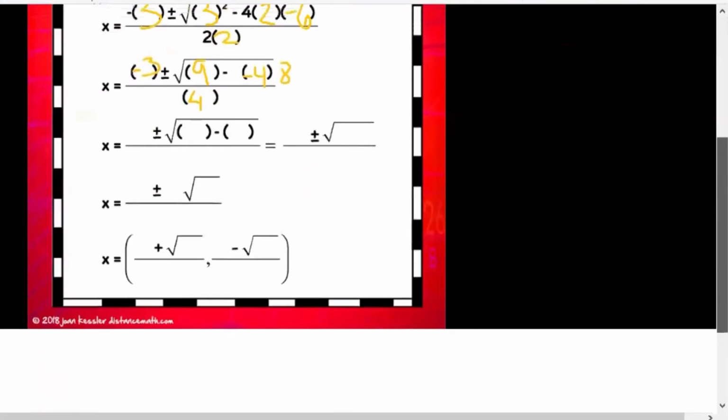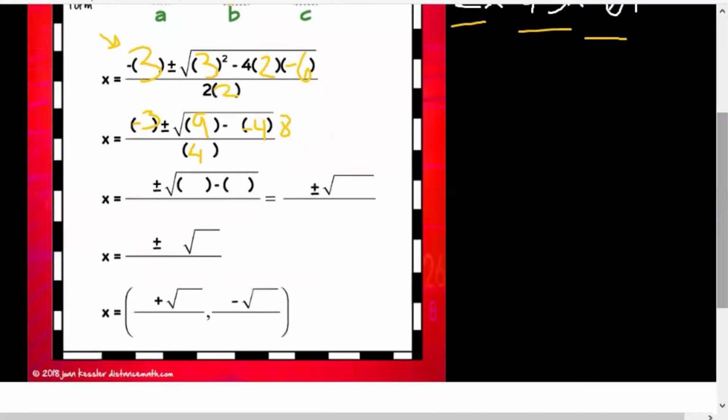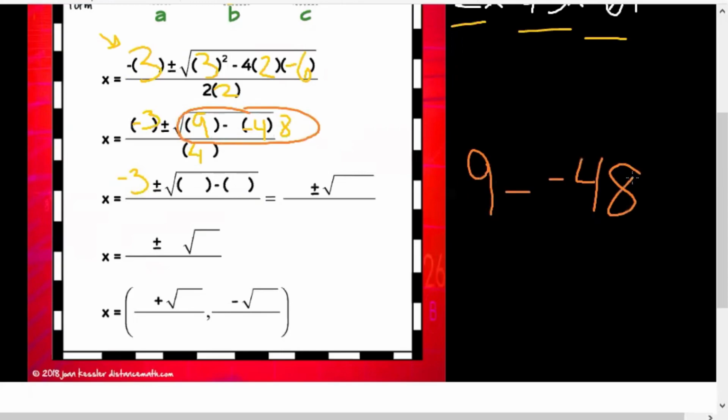So let's scroll down. All right, so we are going to take this a step further, and we're going to simplify again. So again, nothing changes with this negative 3 in the front, plus or minus. Now, over here, we have 9 minus a negative 48. So we know that when we have a minus and a negative sign together, we are actually going to add those, okay? So I'm actually going to skip that step. I'm going to go right here, and I'm going to put negative 3 plus or minus 9 plus 48 is going to be 57, all over 4.